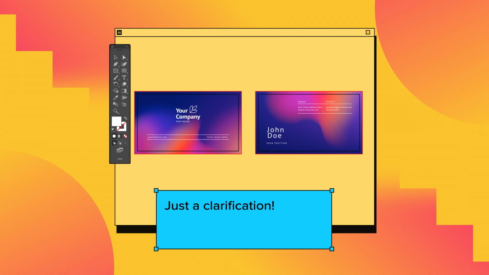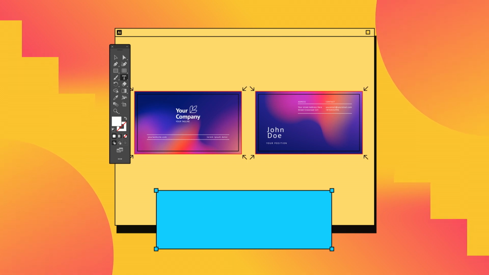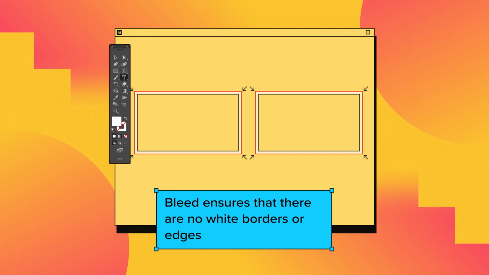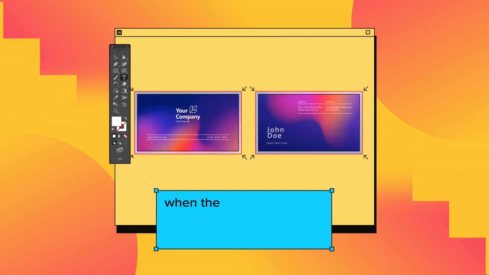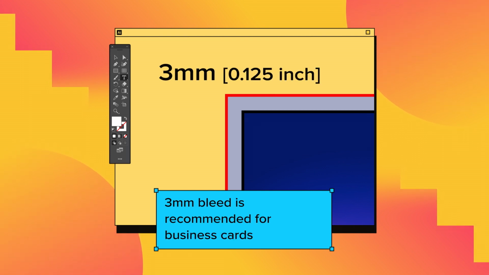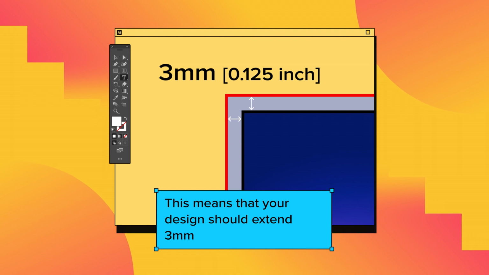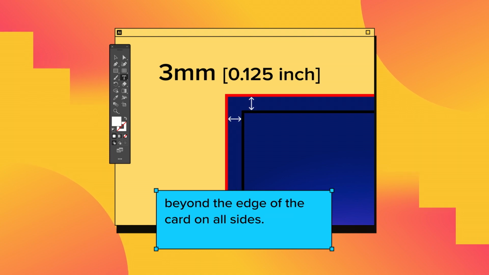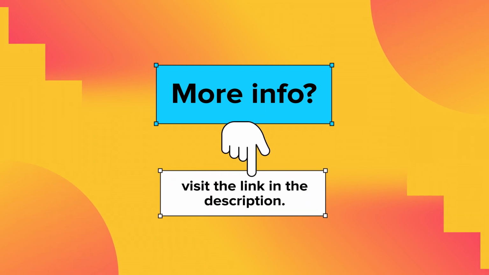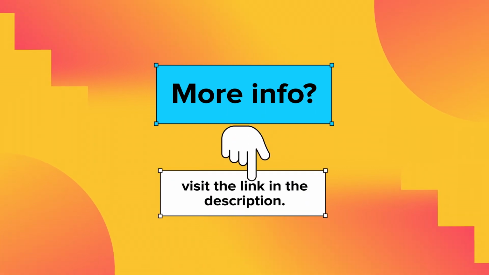That's it. Just a clarification. When designing your business card, it's important to include a bleed area around the edges. Bleed ensures that there are no white borders or edges when the card is trimmed after printing. Typically, a 3mm bleed is recommended for business cards. This means that your design should extend 3mm beyond the edge of the card on all sides. If you want to learn more about bleed marks for printing, visit the link we've left for you in the description.